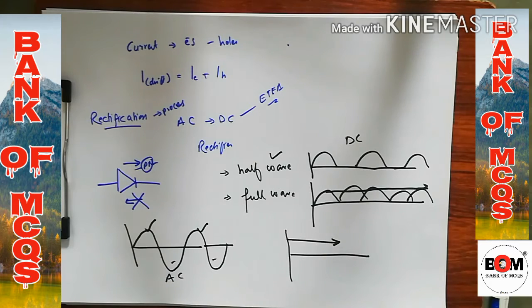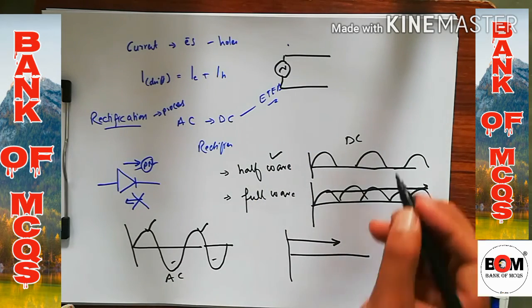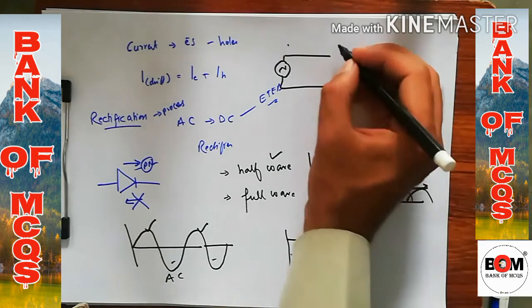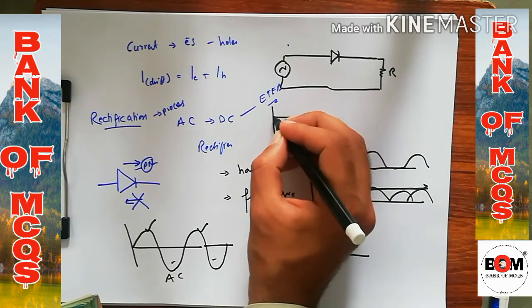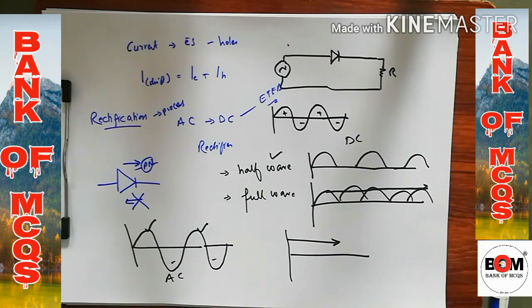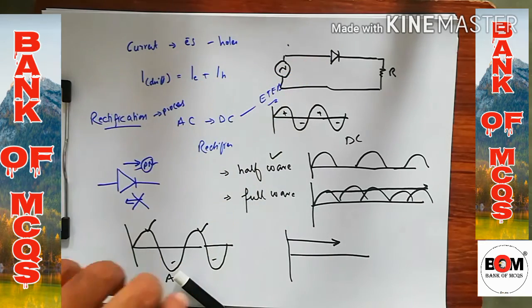Now, how does a half wave rectifier work? If we have an AC source, this is the AC current and this is the AC voltage. If you want to pass it to the resistance R and you want to rectify it, we need DC. So simply we will add a PN junction to this. Now this is the AC, and the AC moves in this way. So when it reaches the PN junction, what happens?